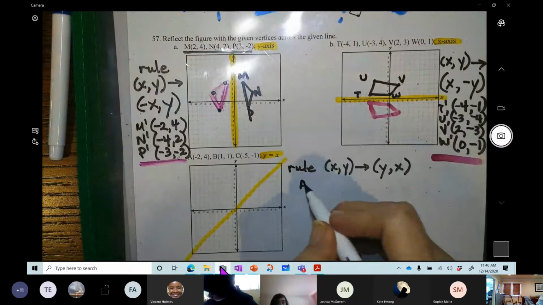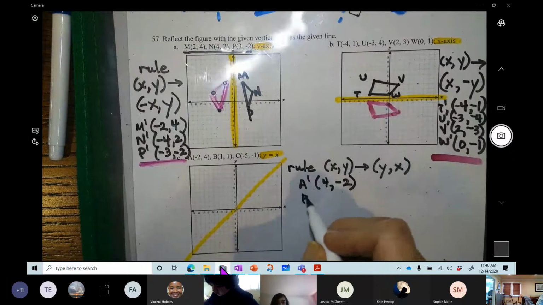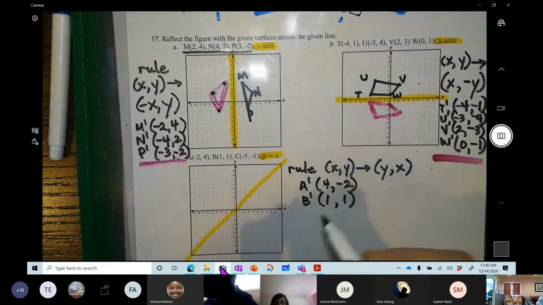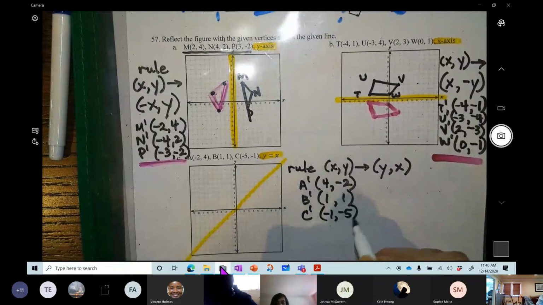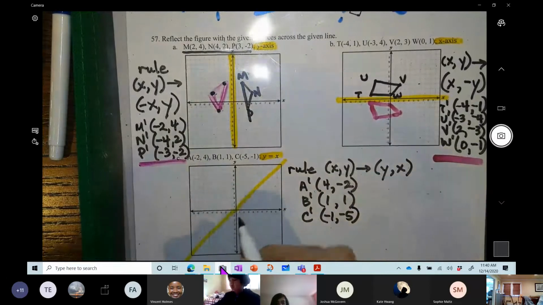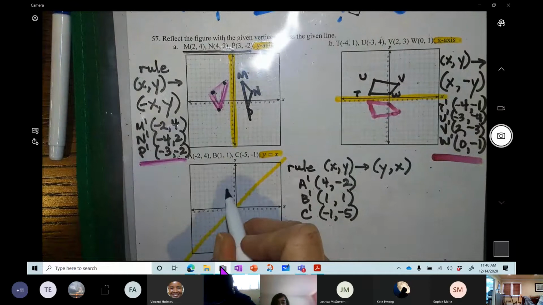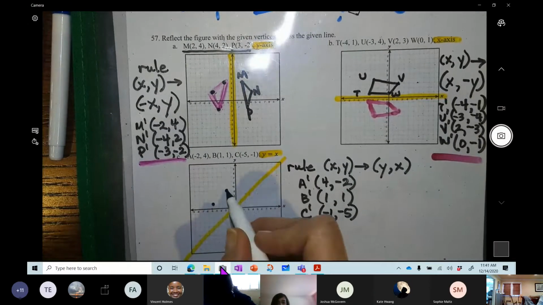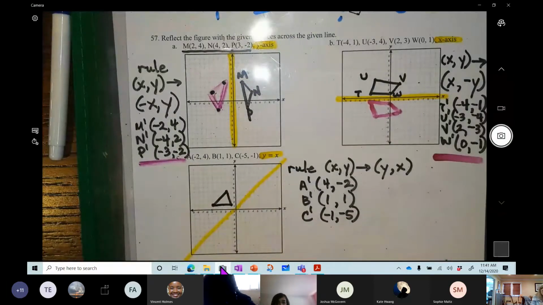So if A is negative 2, 4, then A prime is 4, negative 2. B is 1, 1. So B prime is 1, 1. And C prime is going to be negative 1, negative 5. So if I do the first one at negative 2, 4, 1, 1, and negative 5, 1, then I want these to go here.